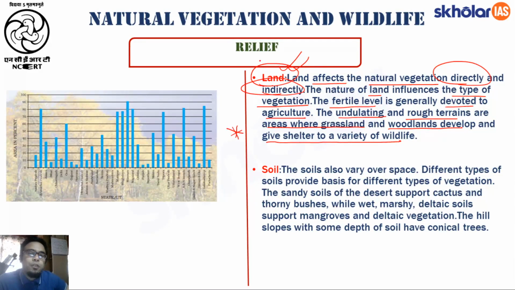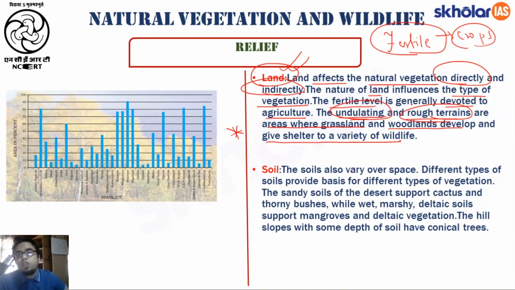Now there will be certain lands which are very fertile. So if a land is fertile, what will I do? In those places, as a human, I will be trying to grow crops there, right? But if there is an undulating and rough terrain where agriculture is not possible, humans will allow the natural vegetation to thrive in that particular location, right? So in an undulating and rough terrain, you will find grasslands and woodlands, which are nothing but different varieties of natural vegetation. And in these areas we will also see a wide variety of wildlife presence.